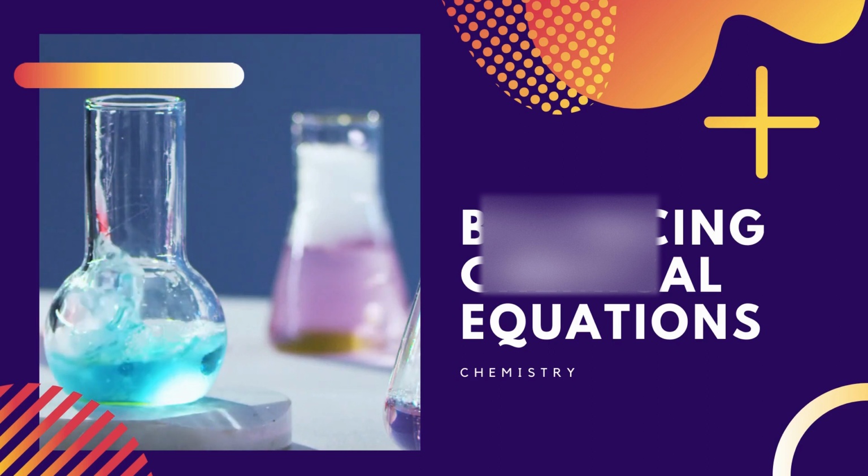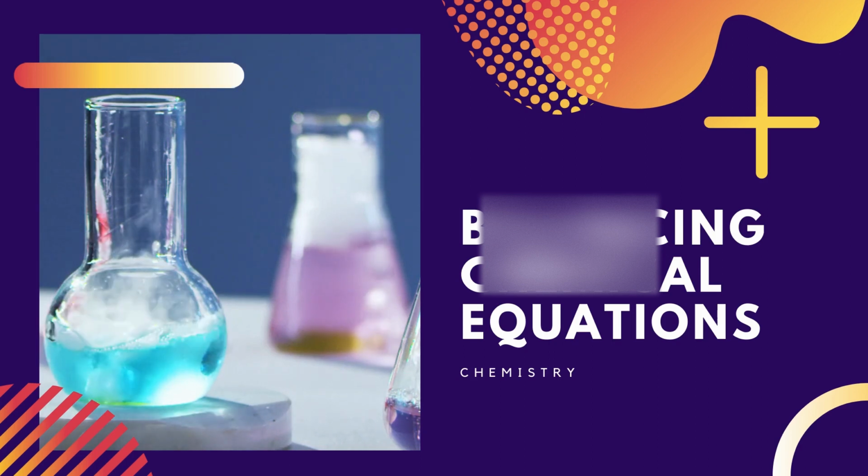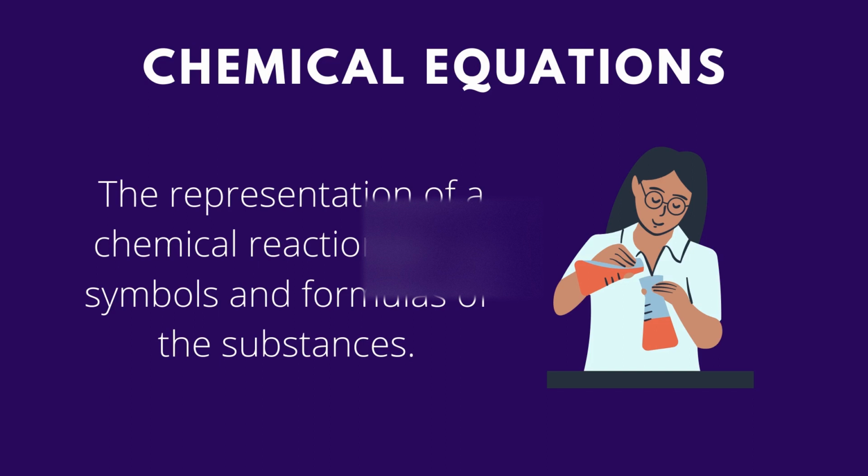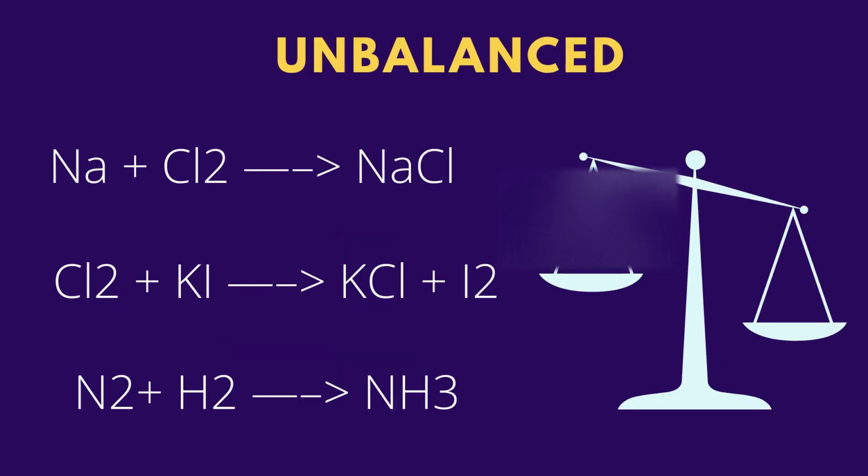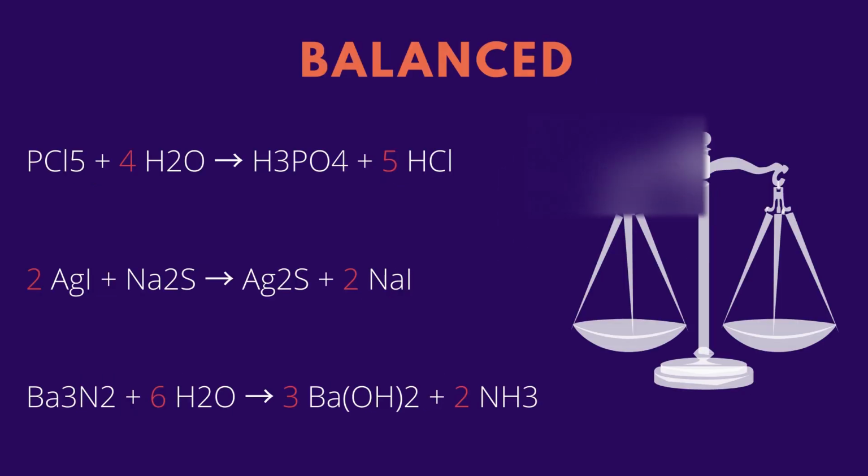Hey guys, let's talk about balancing chemical equations. A chemical equation is the representation of a chemical reaction using symbols and formulas of the substances and elements in a periodic table. Here are some examples of unbalanced chemical equations. And here are some that are balanced.